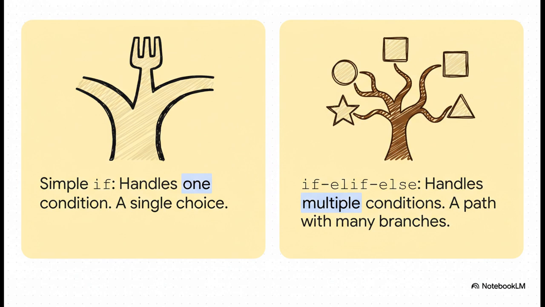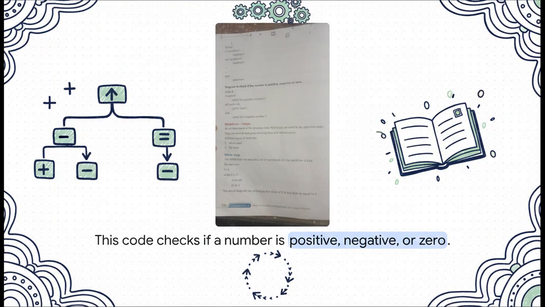The program checks the first if, then it checks each elif, which, by the way, is just short for else if, one by one. If none of those are true, it falls back to the final else block. And this example shows it off perfectly.